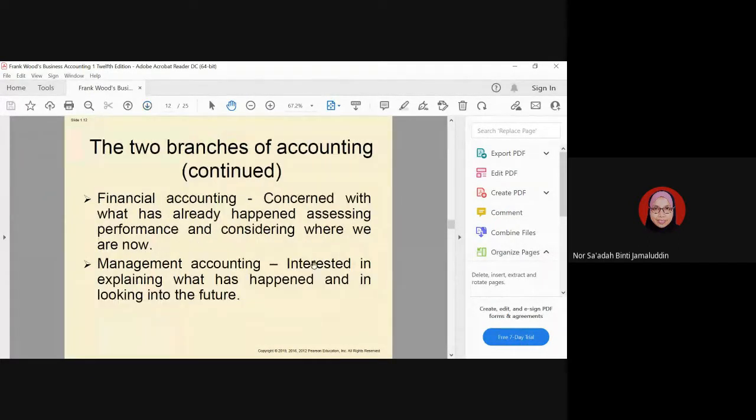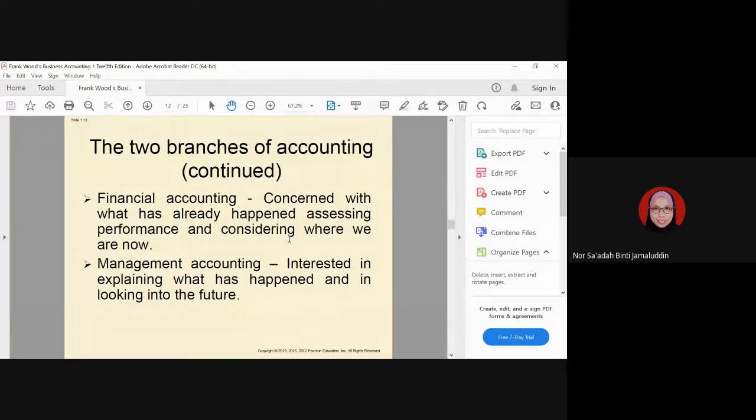We proceed to some info on financial accounting and management accounting. Financial accounting is concerned with what has already happened, assessing performance and considering where we are now. Okay, and management accounting is interested in explaining what has happened and in looking to the future.